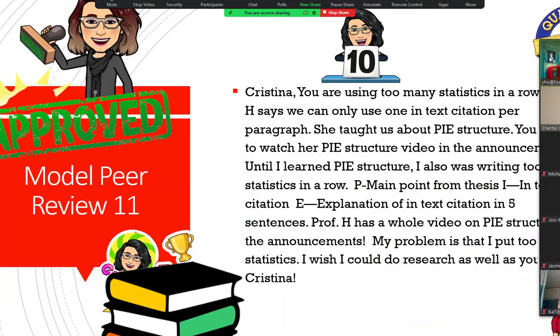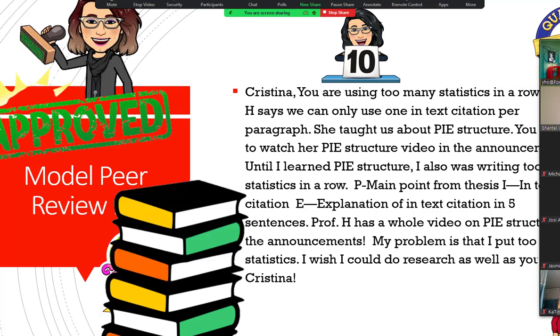And then Christina, you are using too many statistics in a row. Professor H says we can only use one in-text citation per paragraph. She taught us about pie structure. So you have to watch her pie structure video in the announcements. And until I learned pie structure, I also was writing too many statistics in a row. So what is pie structure?